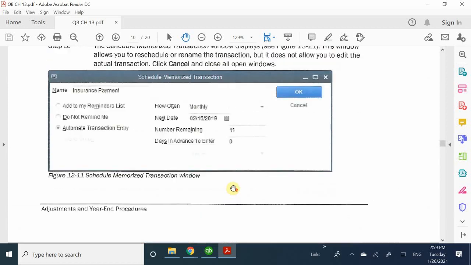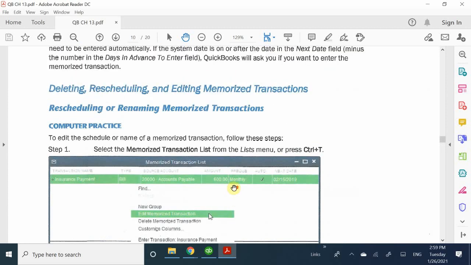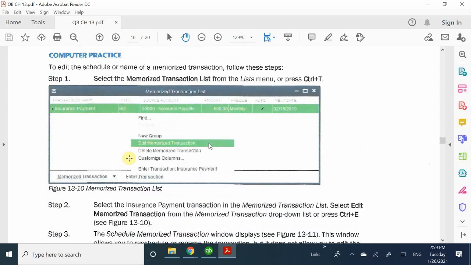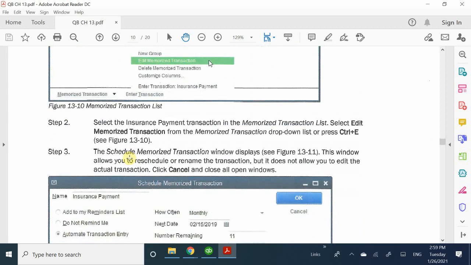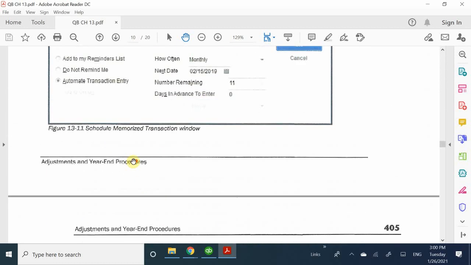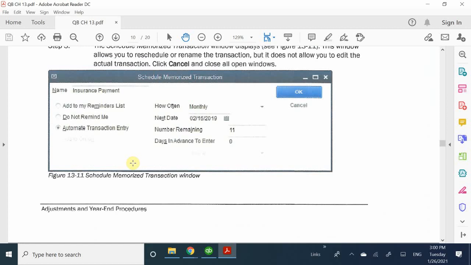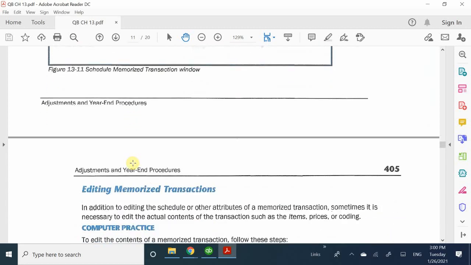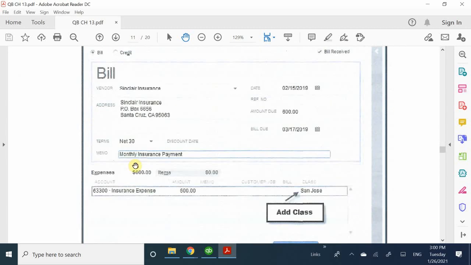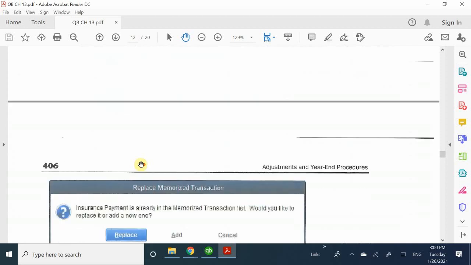Now that we completed that, if you feel like it, you're not required to, obviously, if you're not going to ever use that again. So we talked about deleting, rescheduling, and editing each memorized report. You can do that by going into the edit menu. But again, if you're going to try to enter in more information, such as class or dates or amount details, then you're going to have to re-edit the actual bill and re-memorize it for it to save the changes.